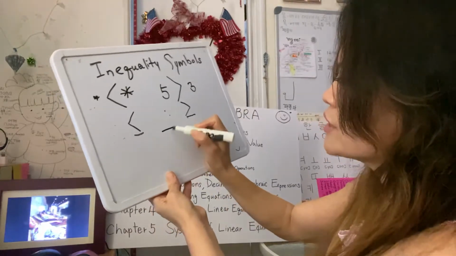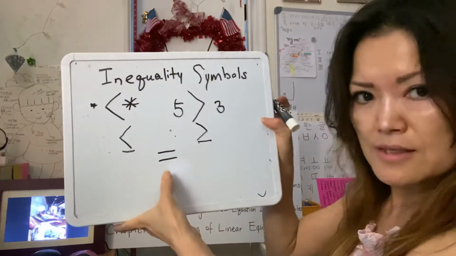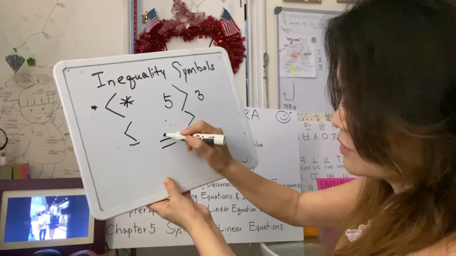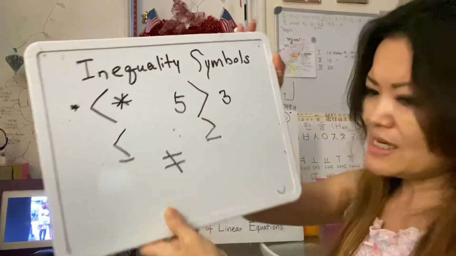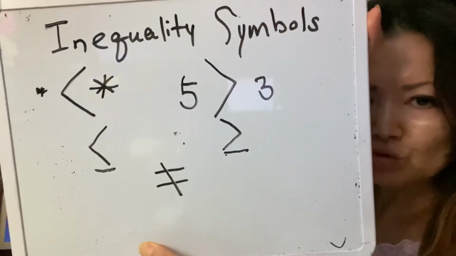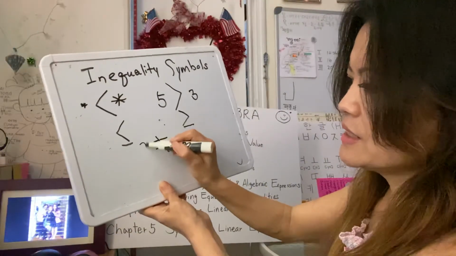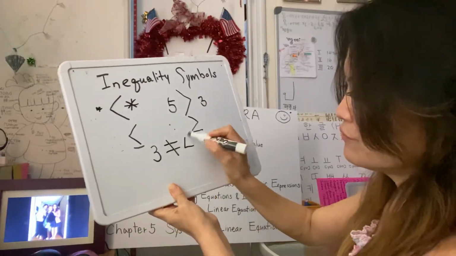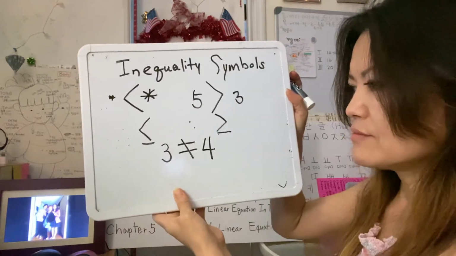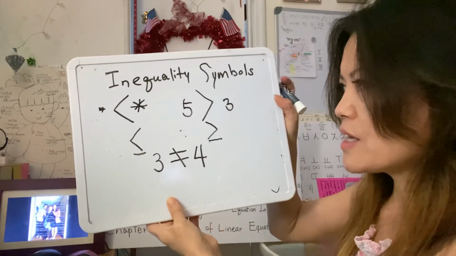Everybody should know the equal sign, right? This is equal. If you see this one, it's called not equal to. 3 is not equal to 4. It's like that. Please remember that, okay?